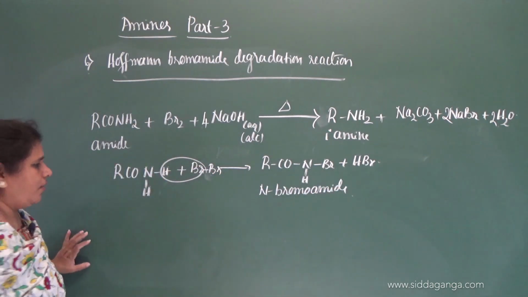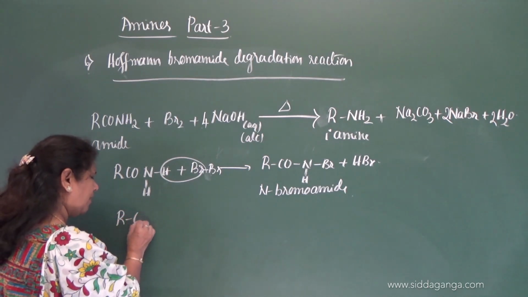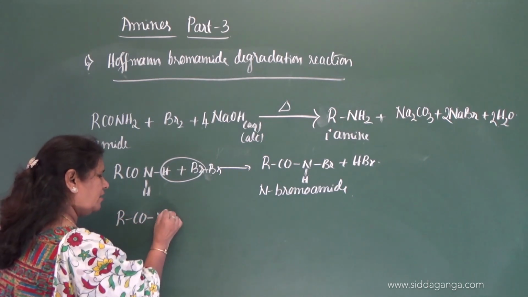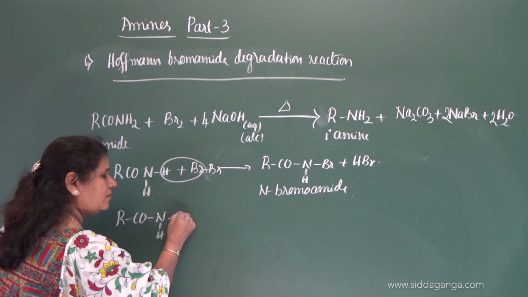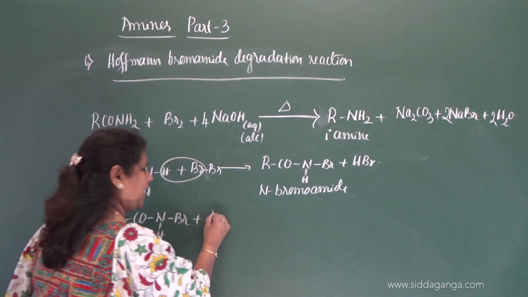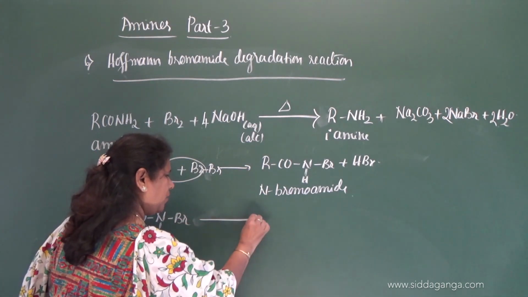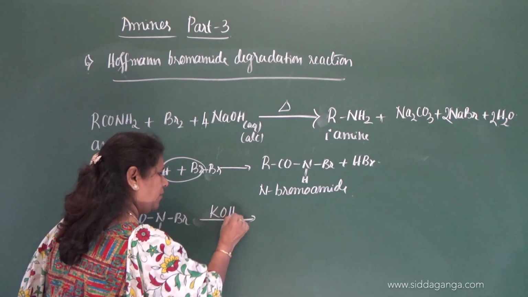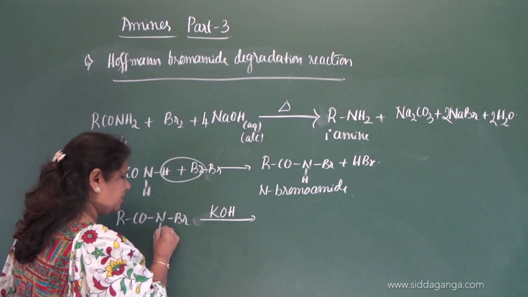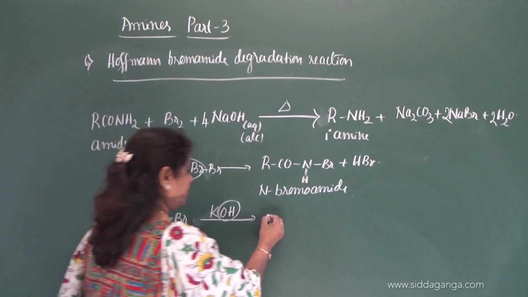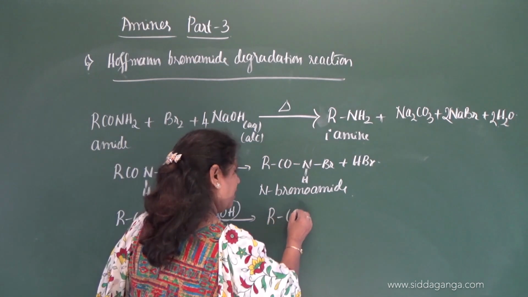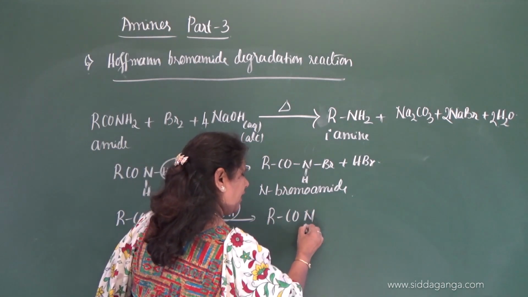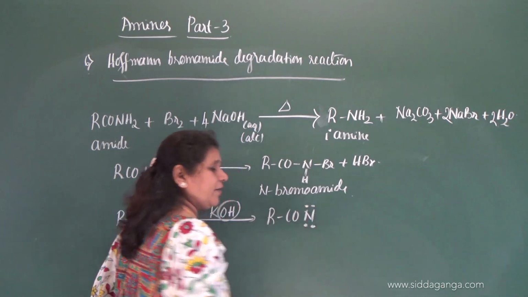N-bromoamide. Now this N-bromoamide, RCONHBr, reacts with KOH, and this hydrogen combines with OH to give RCONBr, and it retains the lone pair of electrons.